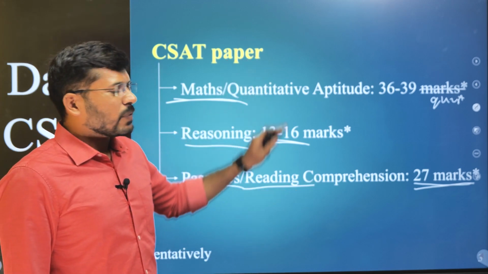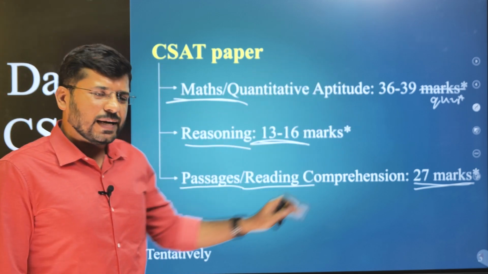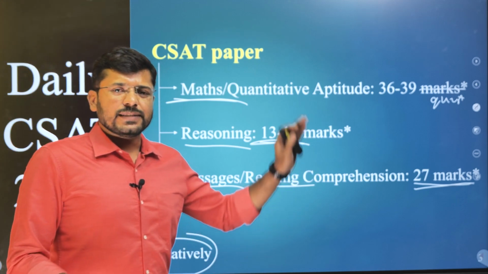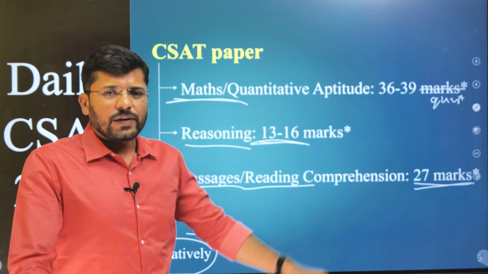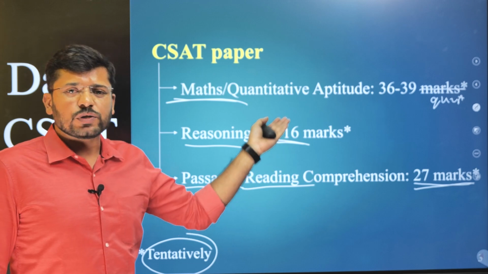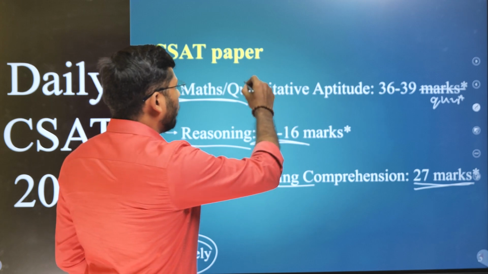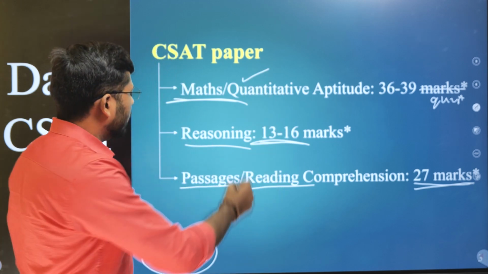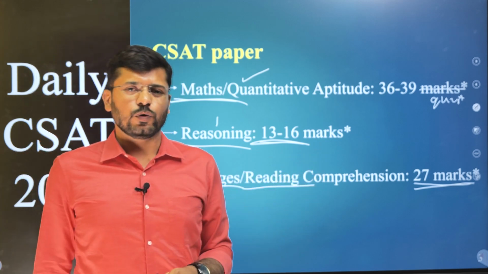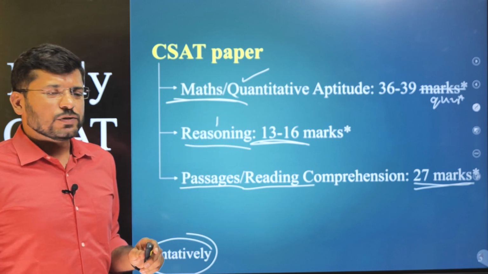This is a brief breakup of your CSAT paper, and all of this is only tentative in nature. There can be plus or minus change. For example, in the 25 paper, they can ask 5 questions less here and 5 questions more there. It can happen. And roughly in my analysis, maths is a bit difficult. Reasoning is usually easy. And passages are a combination of both. This is what your CSAT paper is comprised of.